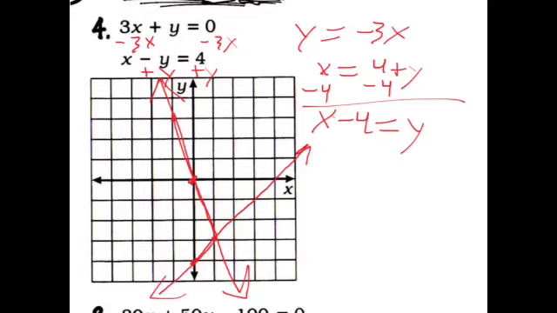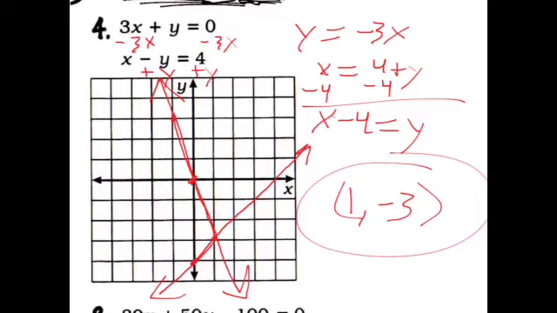And you just have that. And where our two lines cross is our solution, which is the point 1, negative 3. So there's the first 4 on our assignment.